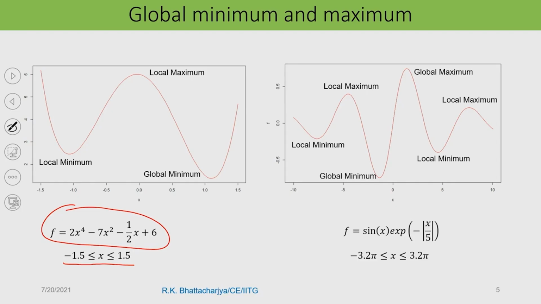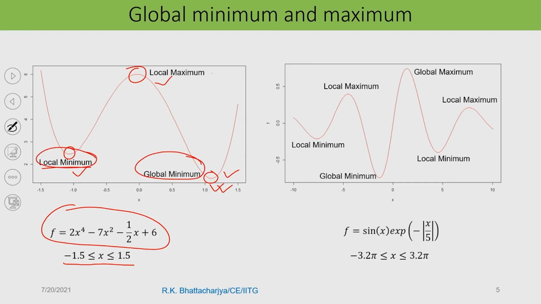You can see that this particular function has one stationary point somewhere here, another stationary point somewhere here, and another stationary point somewhere here. So, this function has two minimum points: this is one minima, this is another minima, and it has one maximum point. If I compare these two minimum solutions, then one is the base solution. So, this is the base solution of this particular function. Therefore, this is the global minimum and the other one is a local minimum.